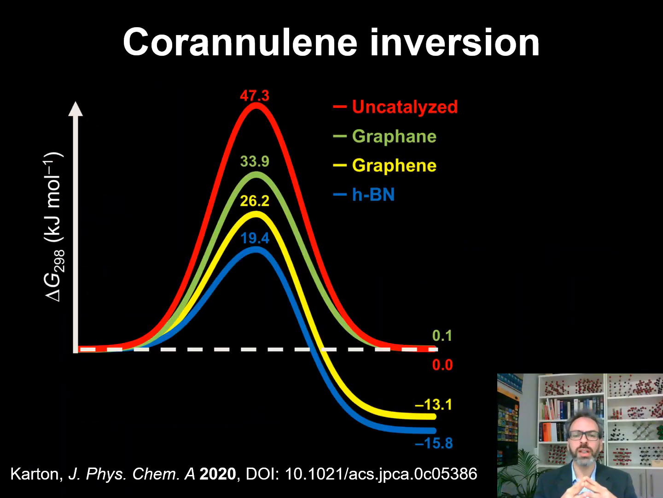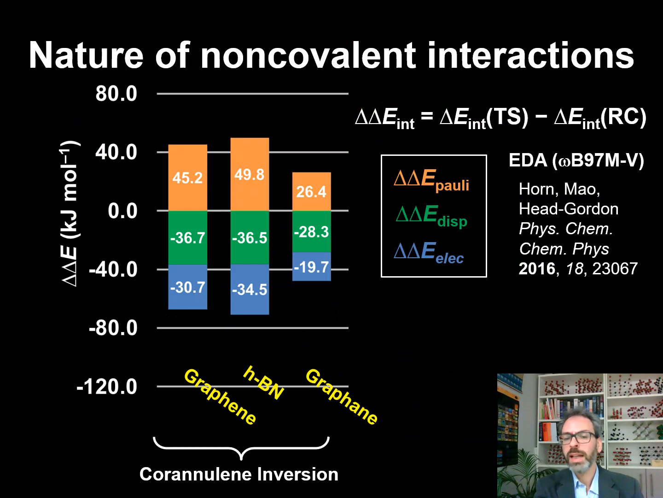Here we see the Gibbs free energy potential energy surfaces for the corannulene ball-to-ball inversion. For the uncatalyzed inversion, we obtain a reaction barrier height of 47.3 kilojoules per mole. As we have already seen, this reaction barrier height is reduced to 26.2 kilojoules per mole with a graphene catalyst. Interestingly, with a hexagonal boron-nitride catalyst, we obtain an even lower reaction barrier height of 19.4 kilojoules per mole. As we might expect, with a graphane catalyst, we obtain a smaller catalytic enhancement and a reaction barrier height of 33.9 kilojoules per mole.